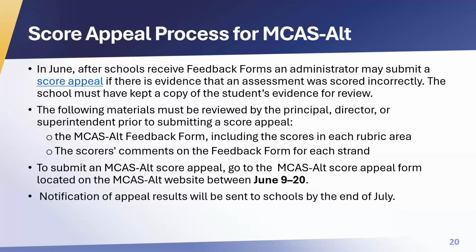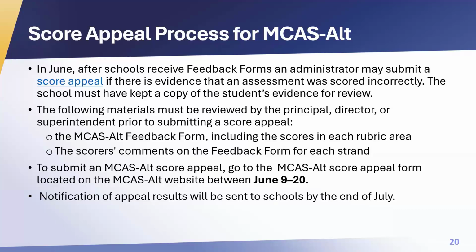So in June, after schools receive these feedback forms, the administrator can submit a score appeal. You see this link here. This is only available in June. And they only do this if there's evidence that the assessment was scored incorrectly. If you didn't submit anything, if you found out later that you didn't submit something you're supposed to, that is not an appeal. An appeal is that what they did submit wasn't scored correctly. It was scored incorrectly.